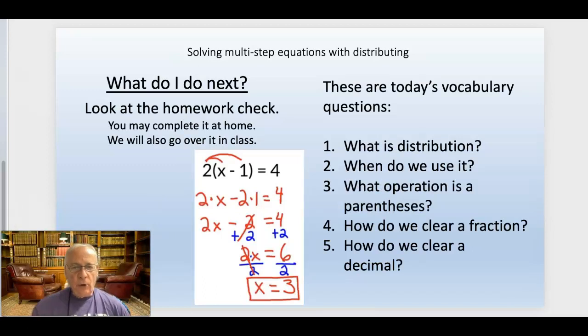Next you can look at the homework check. You can do it at home, and we'll look at it in class too. The vocabulary questions are listed here: What's distribution? How do we use it? What operation is parentheses? How do we clear a fraction? How do we clear a decimal? Those are the 5 things you need to know for the homework check. That's it. Thanks.